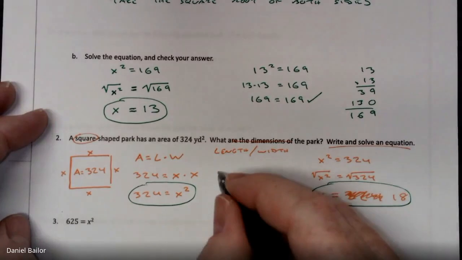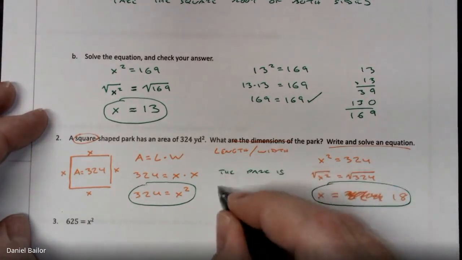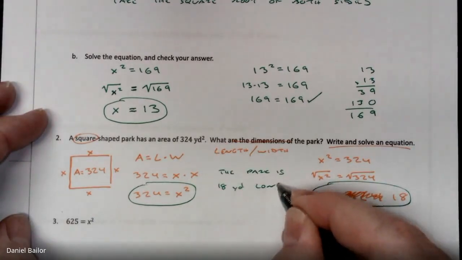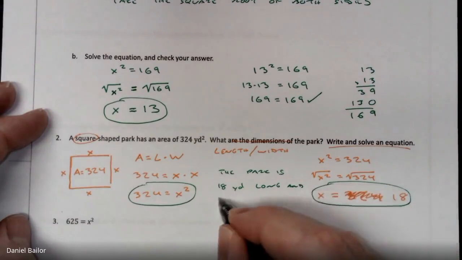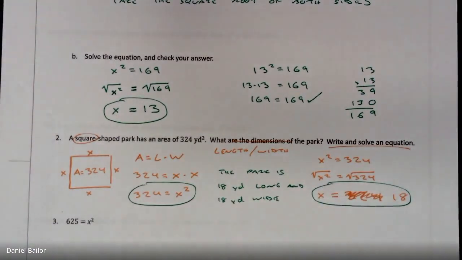So the park is 18 yards long and 18 yards wide. Those are the dimensions. It's a square, so it's going to be the same length as the width. So this is how we can use square roots to find measurements of square areas.